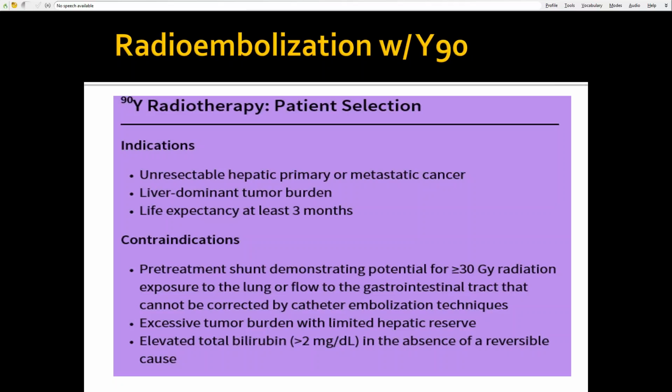Contraindications are pre-treatment lung shunt. You just have to be careful. We'll talk about that a little bit. Excessive tumor burden with limited hepatic reserve: if basically the whole liver is littered with tumors and there's no viable parenchyma, then you could treat all these tumors, but the liver itself isn't going to be able to handle it because there's not much left that's normal for the patient to even function. An elevated bilirubin, again, something you got to keep in mind.